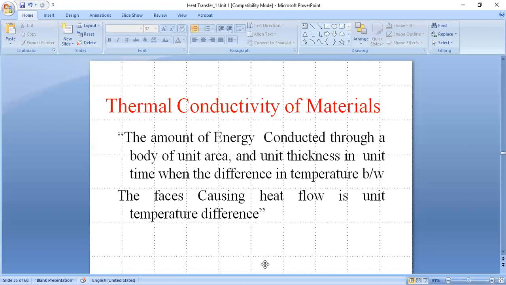See here, the unit of thermal conductivity is watt per meter Kelvin. Next, I will move on.